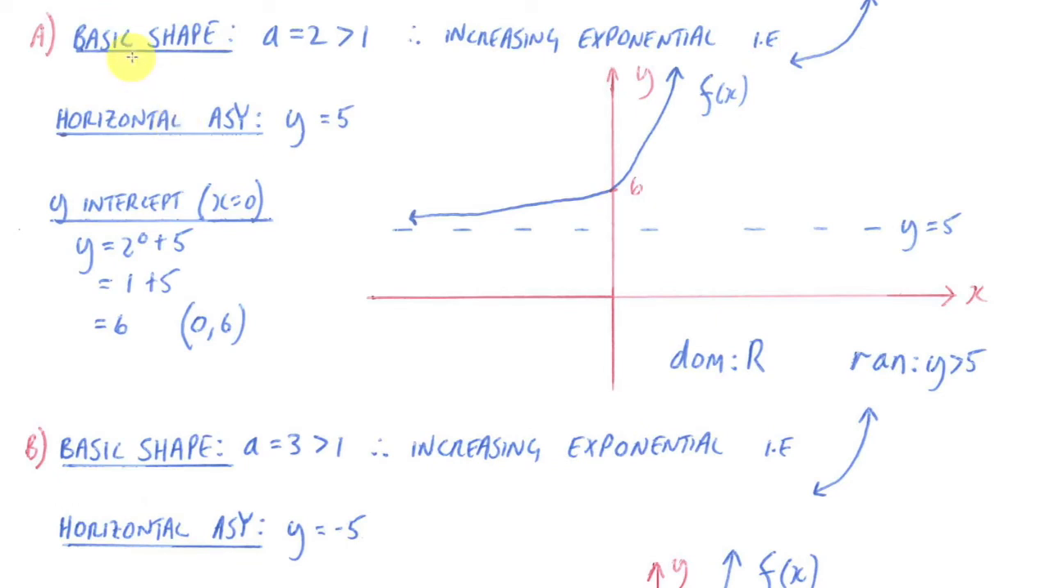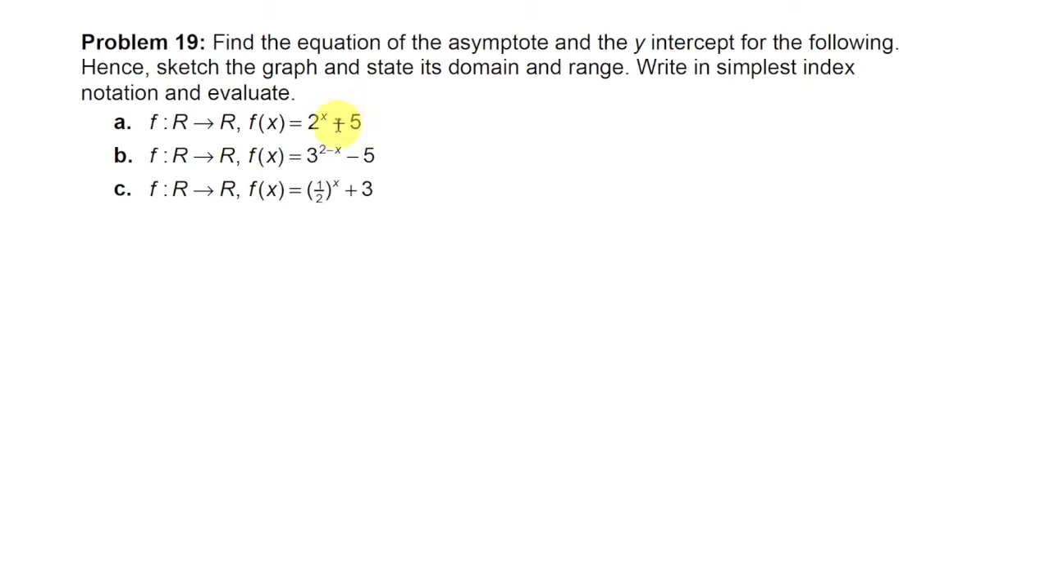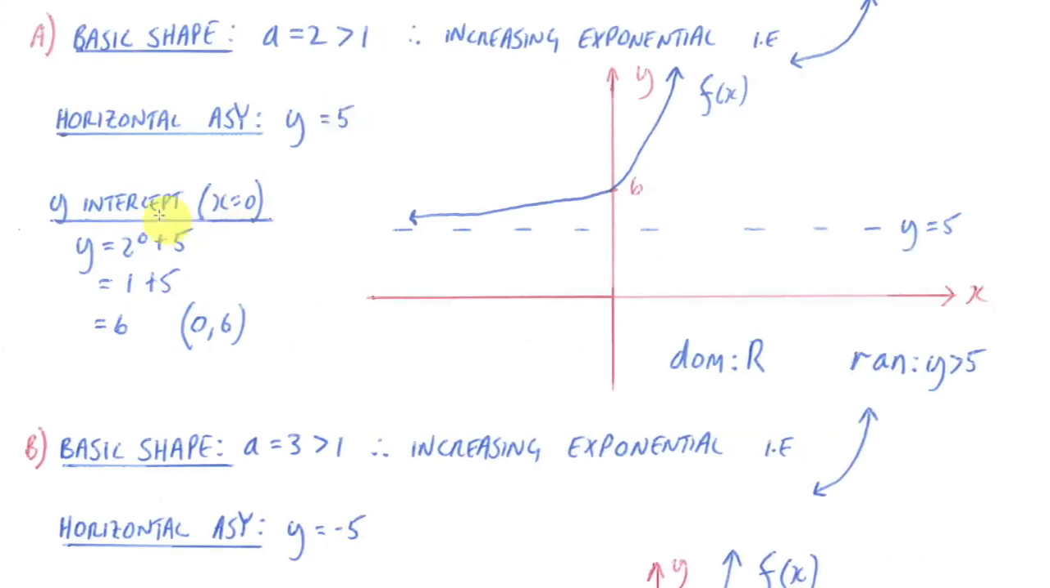So first of all, basic shape. The base is 2, and that's greater than 1, therefore we've got an increasing exponential, which will look like this. Horizontal asymptote is at y equaling 5. So it's just based on that. Y-intercept, we just simply sub x equaling 0 into the rule, and we establish that (0, 6) is the y-intercept. So I rule up my Cartesian plane, I put in my horizontal asymptote, I mark in my y-intercept, and then I follow this shape. Done.